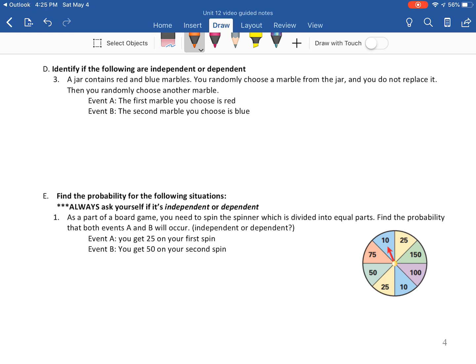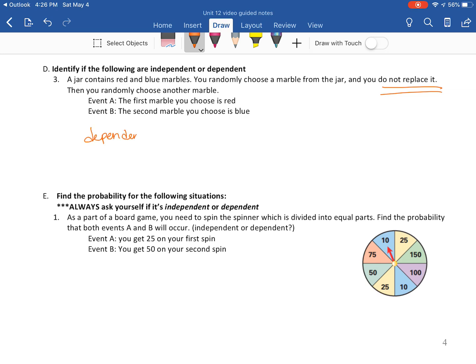A jar contains red and blue marbles. You randomly choose a marble from the jar and you do not replace it, so you keep that marble. Then you randomly choose another marble. We want to find the probability that event A, the first marble you choose is red, and event B, the second marble you choose is blue. Well, this is going to be dependent.